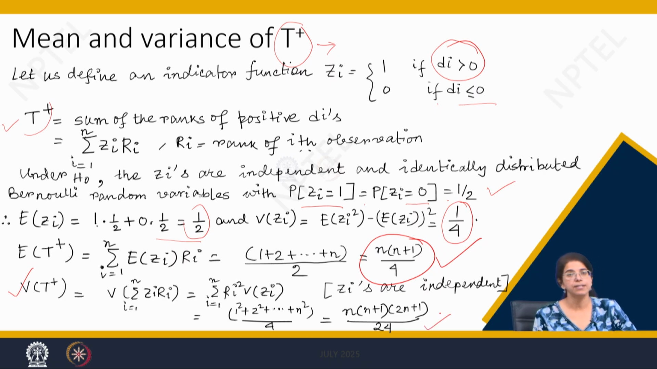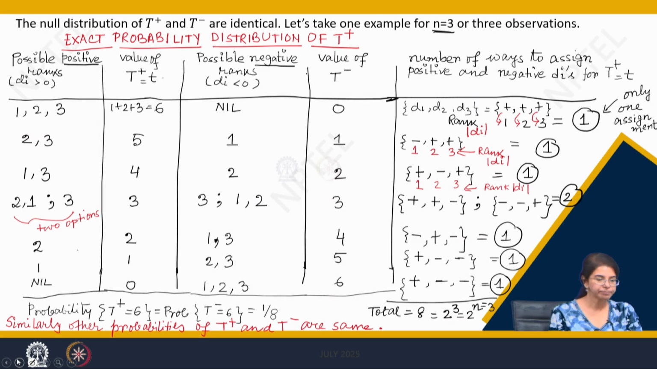Now one question might trigger in your mind: what is the need of computing expectation and the variance of T plus? As you know, in case your sample size is quite big, if it is greater than 20, then you can convert T plus into a normal variable, that is T plus minus expectation of T plus divided by square root of variance of T plus will turn to a normal 0, 1. Therefore, we need to know expected value of T plus and variance of T plus.